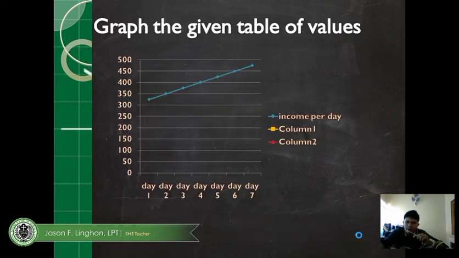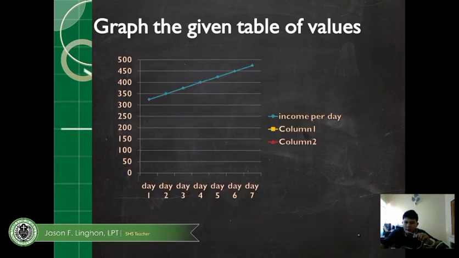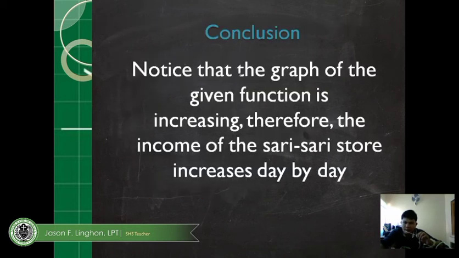Okay, so after this table of values, we are going to graph the given equation. So this is the graph. As you can see, as days go by, the income of the store increases. So notice that the graph of the given function is increasing. Therefore, the income of the sari-sari store increases day by day. So meaning, lumalago yung sari-sari store niya.